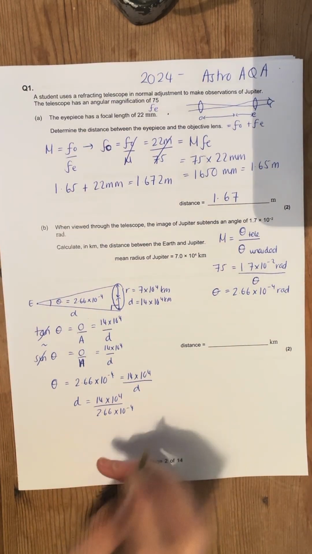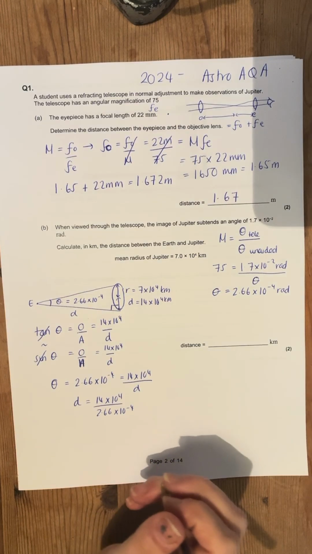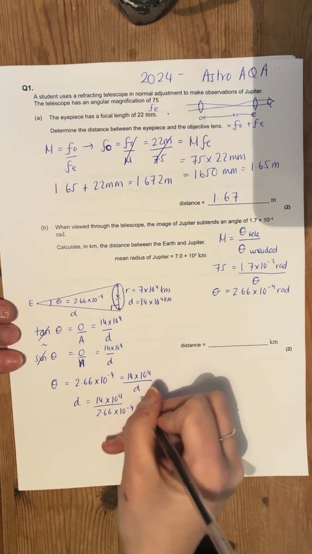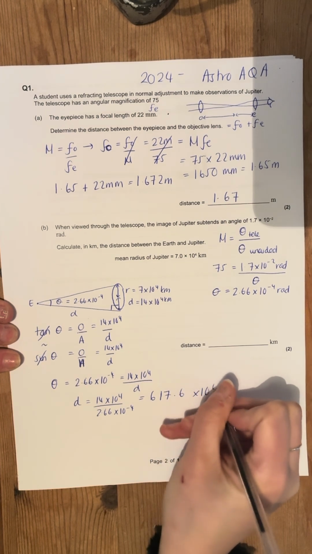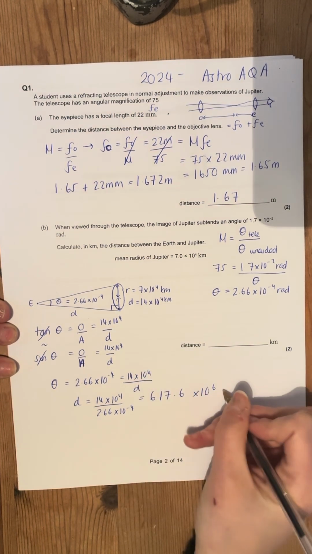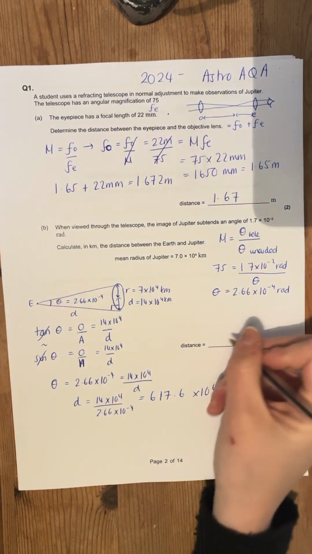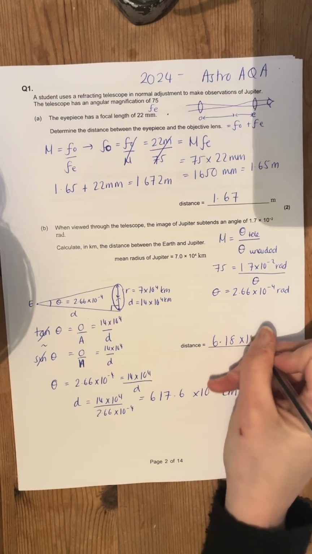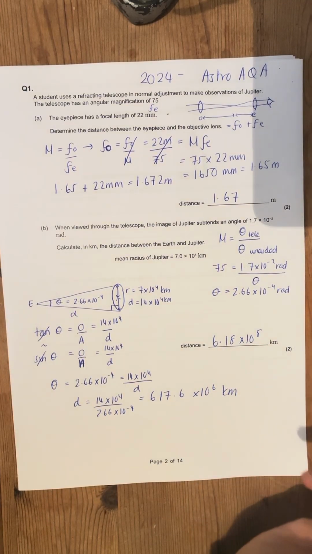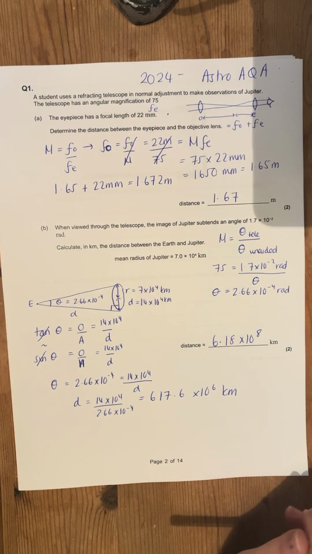Or you might have done sine of that, and make sure your calculator is in radians, or tan of that, you get the same answer. And it should come out as 617.6 times 10 to the 6. And remember, this is in kilometres here. So your answer here is in kilometres. There's no conversion needed. I would then generally write that as 6.18 times 10 to the 8, or 6.2 times 10 to the 8 kilometres. So be careful there. Quite a few things can go wrong that I definitely had going wrong.